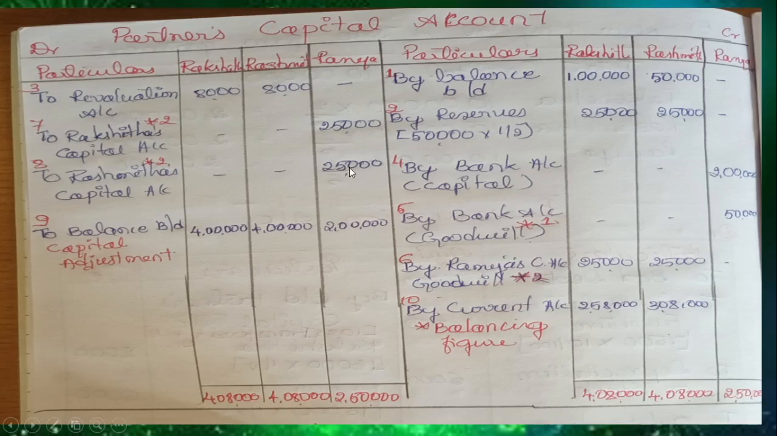Here we have put all the entries in the partners' capital account except balance brought down as well as current account. For balance brought down, we need to find out the capital adjustment. Once we finish the capital adjustment, we need to put the balances here. After putting the capital adjustment balances here, we need to find out the balance of the partners' capital account. And the balance in the partners' capital account is transferred to the partners' current account. So this is all about the partners' capital account.